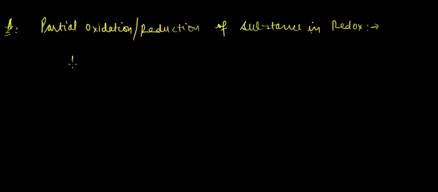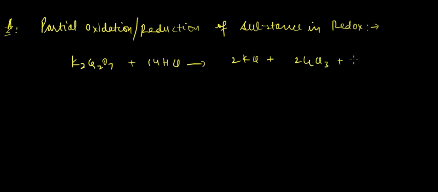So that would be K2Cr2O7 plus 14 moles of HCl gives 2 moles of KCl plus 2 moles of CrCl3 plus 3 moles of Cl2 plus 7 moles of H2O. So in this case, Cr is again going from plus 6 state to plus 3 state, and this implies the n factor of this compound is 6.